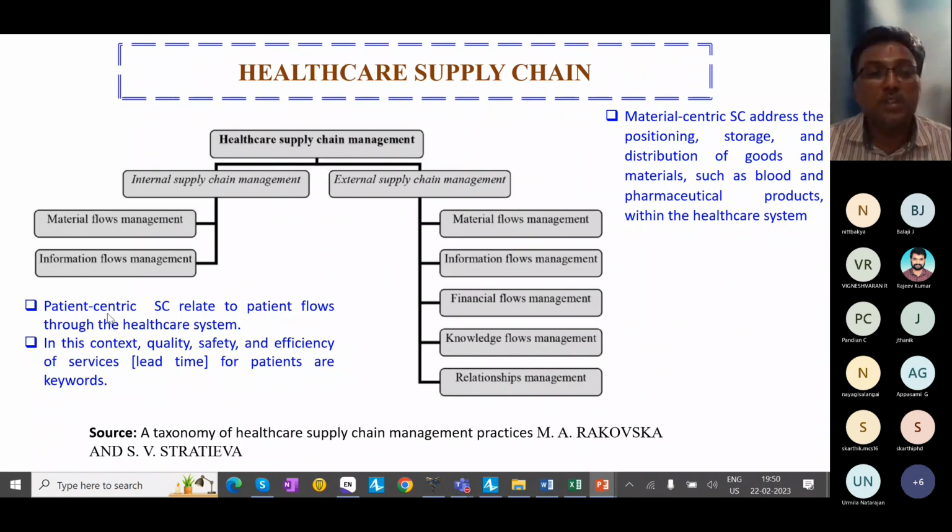And when it comes to the internal supply chain, which is patient-centric, you have predominantly patient flow. How are we going to model the patient flow in a hospital?